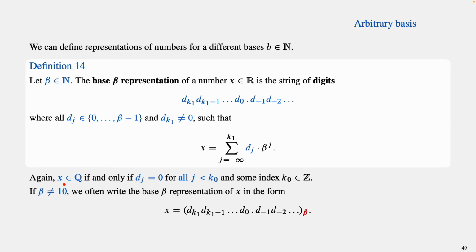And again, x is a rational number if and only if from some index on all the digits are 0 for the lower indices. And if we do not use the decimal representation, so the base is different from 10, then we often write the base explicitly as an index behind the number. So depending on what readability requires, I put the number in parentheses or not, and put the base as an index behind it to make clear which base we're using for the representation.